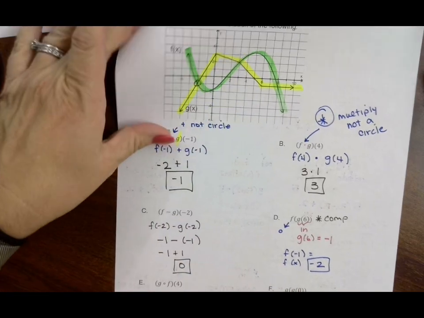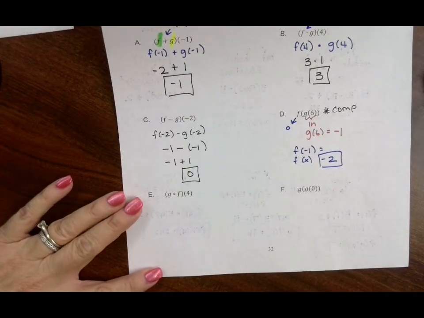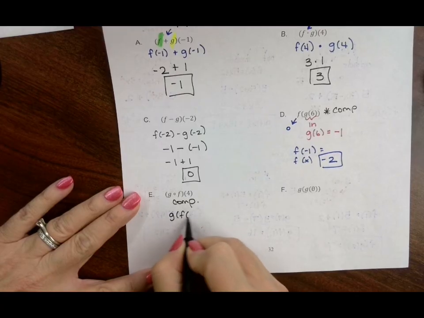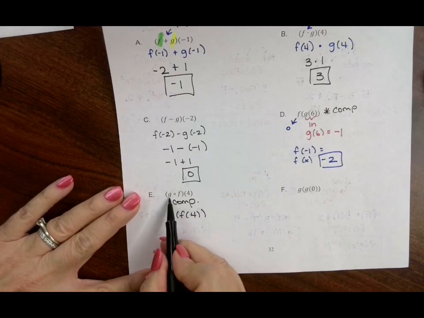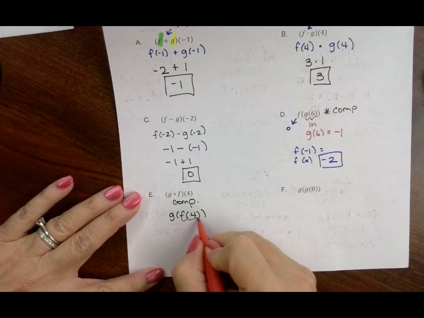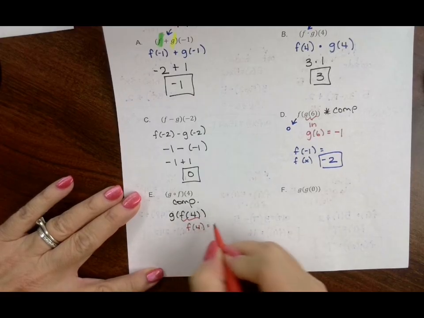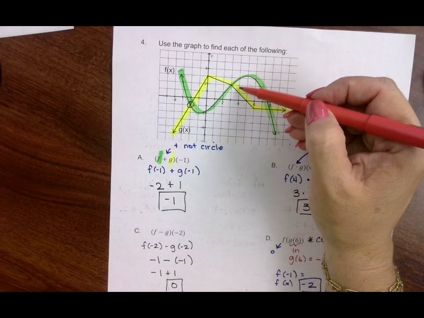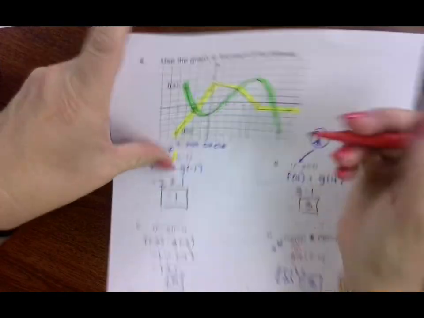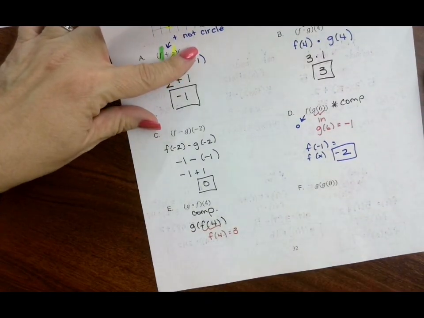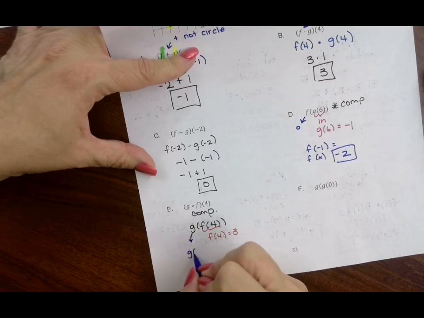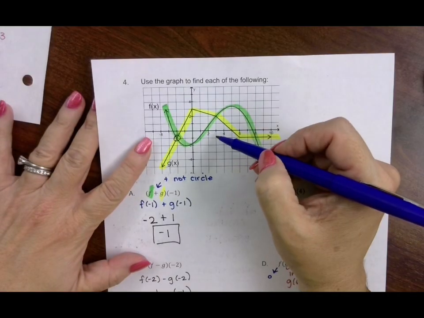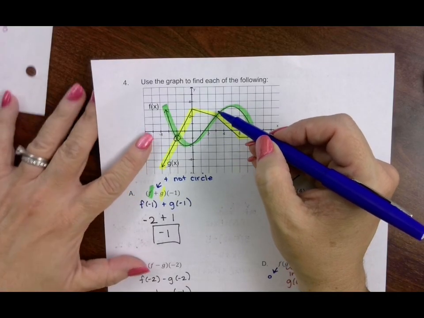Okay, a couple more. So let me rewrite this one. This is a circle, so this is a composite graph. So I have g of f of 4. So this is on the outside, g of f of 4. So I'm going to do the inside first, and I want to know what is the value of f of 4. So I go over here, f is my green graph, I go to 4, I come up here, and I get the value of 3. So this value is 3. So now I go to the outside, and I want to know g of 3. So when x equals 3, g is my yellow graph, and that value is 2.